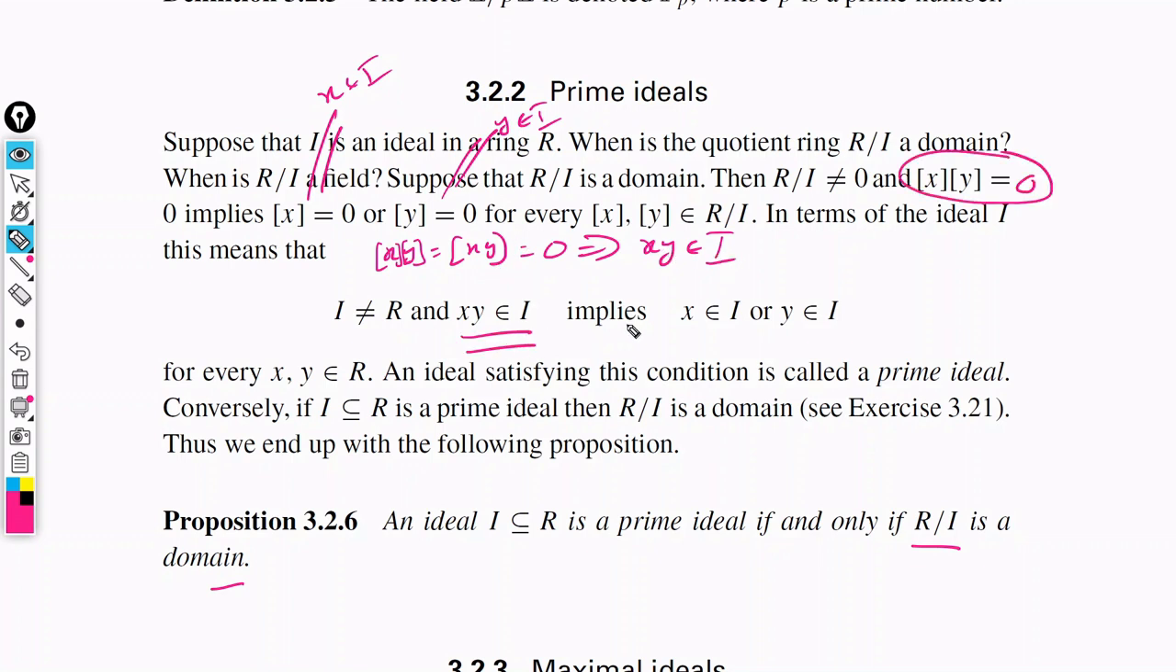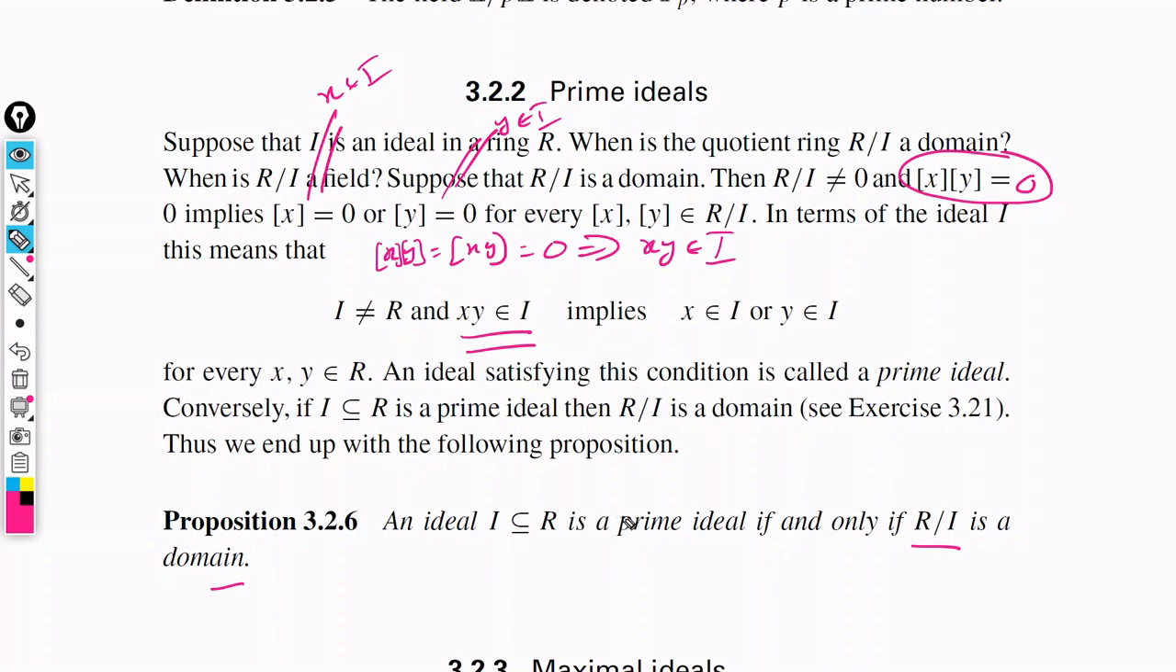So xy belongs to I implies what? Either coset x equal to 0 or coset y equal to 0. Coset x equal to 0 means x belongs to I. So x belongs to I or y belongs to I. So we can conclude that if R/I is a domain, then I is not equal to R and xy belongs to I implies x belongs to I or y belongs to I. So this I is a prime ideal.